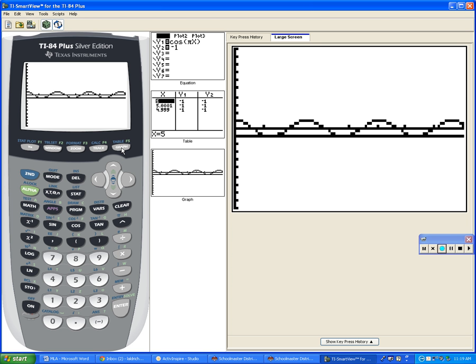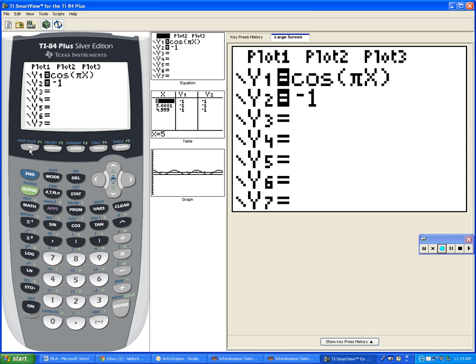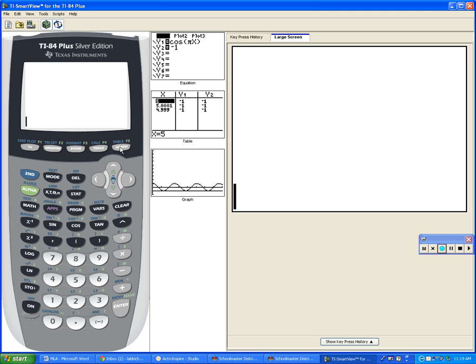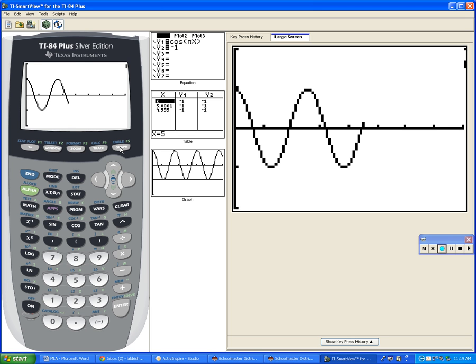Wait, what was the second one? Didn't I put in -1? Yeah, because that's what it equals. I need to change my window since I want -1 here. I'm going to make my y minimum be -2 and my y maximum be 2, so I can see a little bit better what's going on.